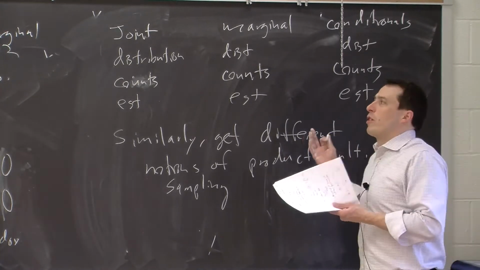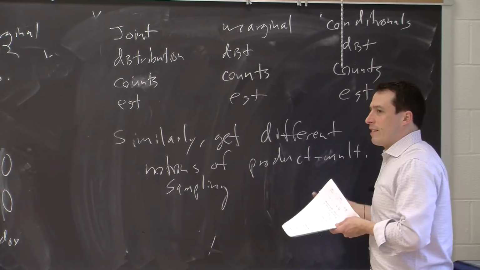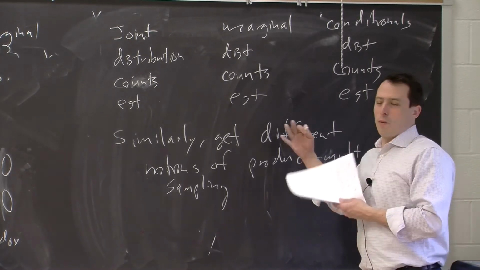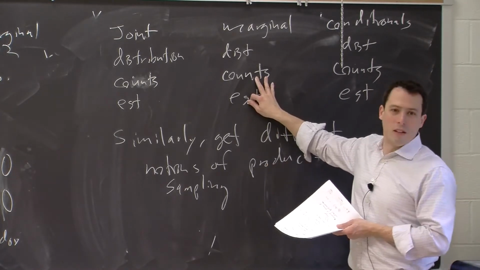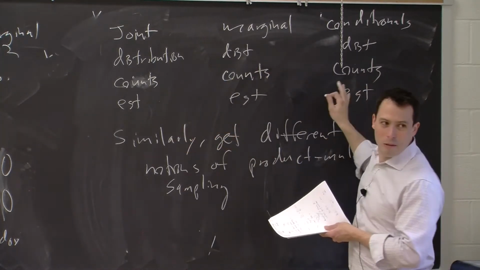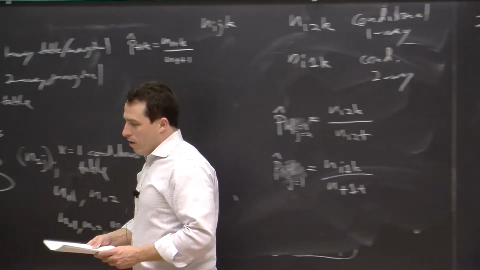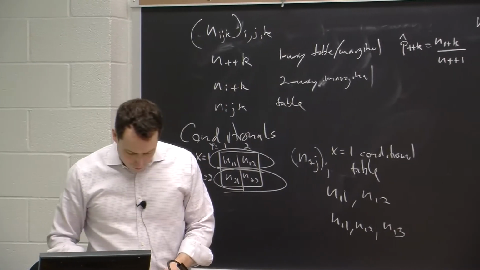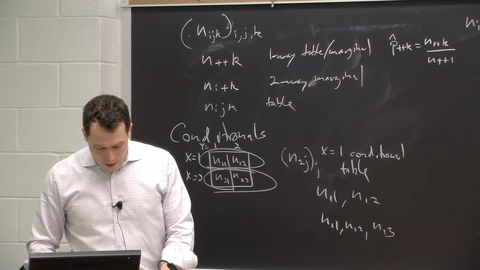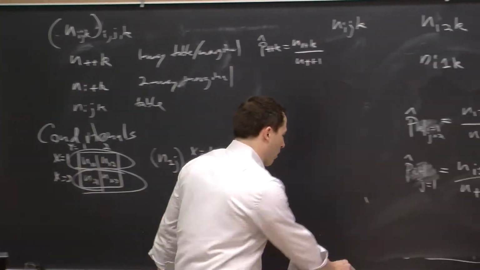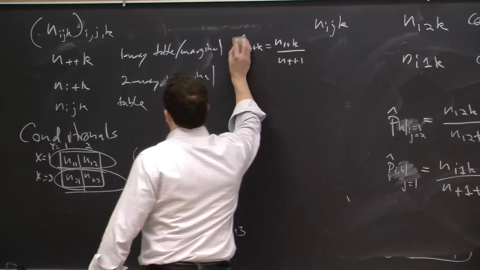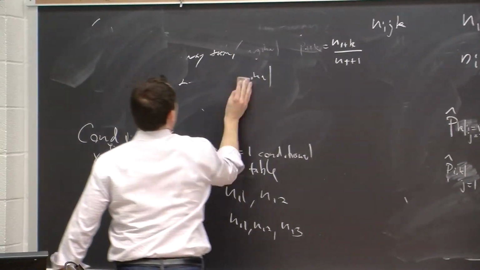So here now I have more choices. Instead of saying I fix the rows, I could say I fix one of these subtables. I could fix a marginal table, or I could fix a conditional table. So I have more choices on what I can fix, and I get, therefore, more notions of sampling. So let's see an example of how that works out for, say, odds ratio estimation.